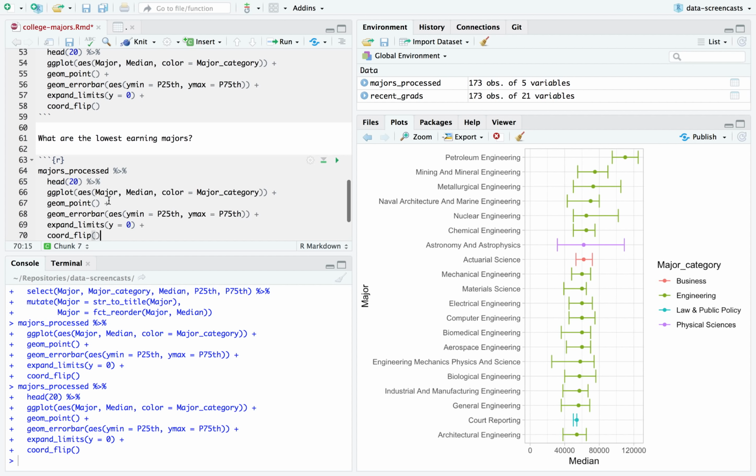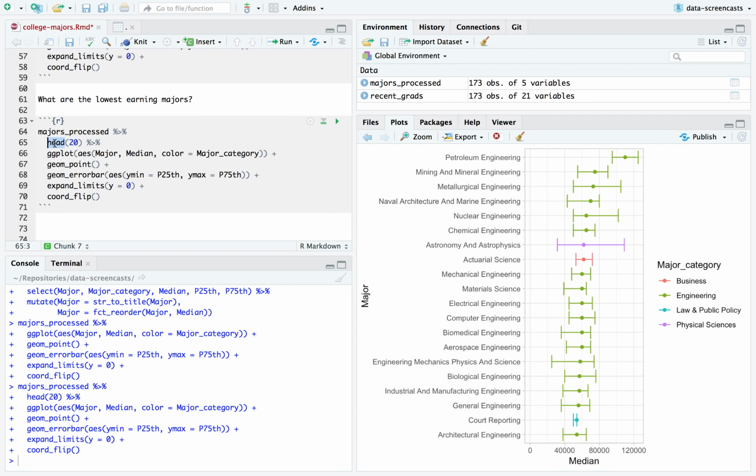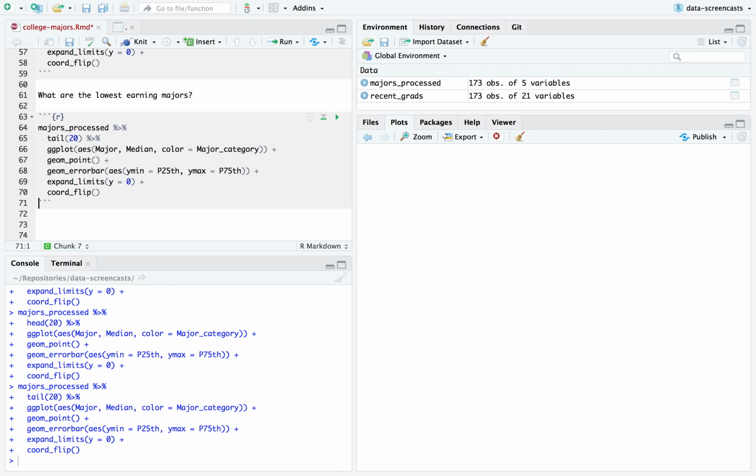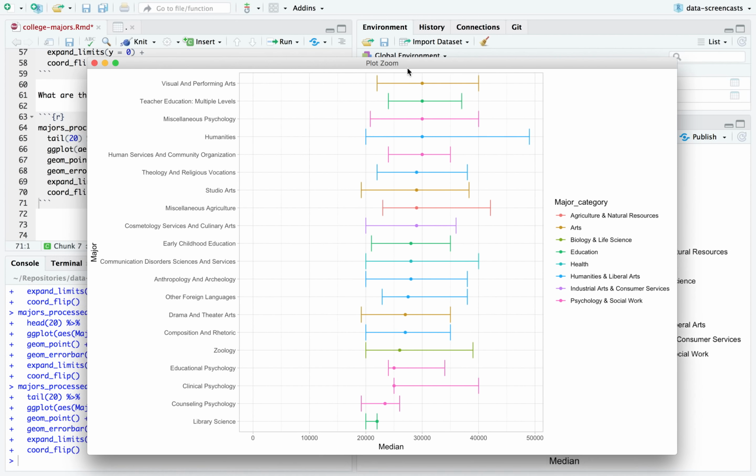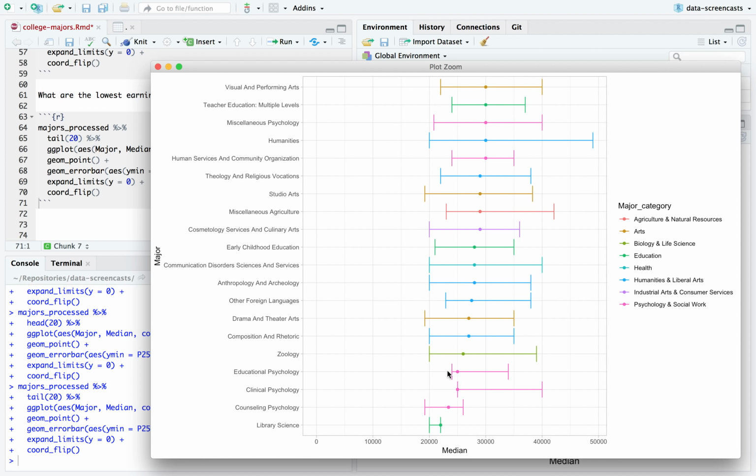The reason I like that is now I can take a new graph where I'd say tail 20, and an otherwise very similar graph. So these are the lowest earning majors. A lot of them are different categories, so we see they're kind of widespread. Library science, various kinds of psychology. It's hard to see an absolute trend. We saw that on the box plot as well, that a lot of these kind of overlap. And we see the medians tend to be between 20 and 40K.